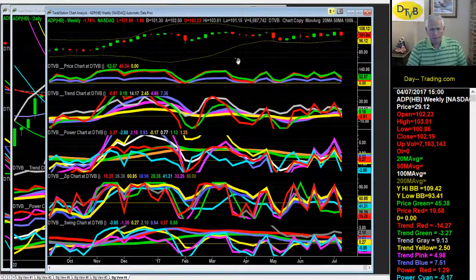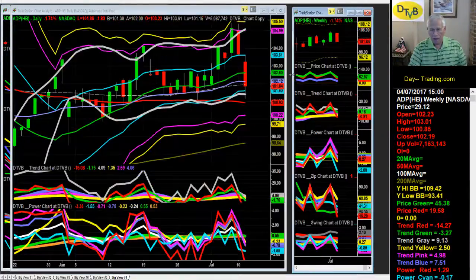And in this chart, I'm actually in a weekly chart, and there are, besides the candles, the yellow line that you can just barely see is a deviation, standard deviation line. It's like a Bollinger Band line. And then we have the price chart, the trend chart, the power chart, the zip chart, and the swing chart. Those are the 5 charts that are associated with the system, and they're each marked with DTVB and then the name of the chart.